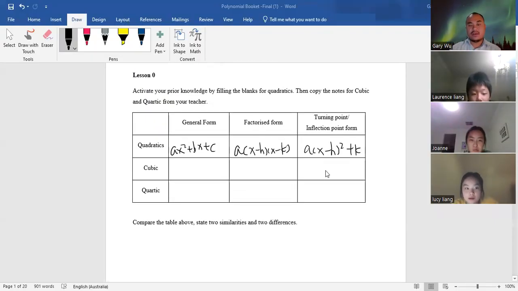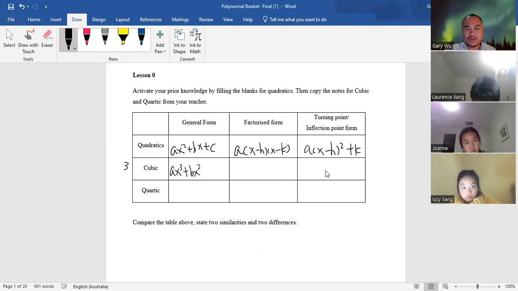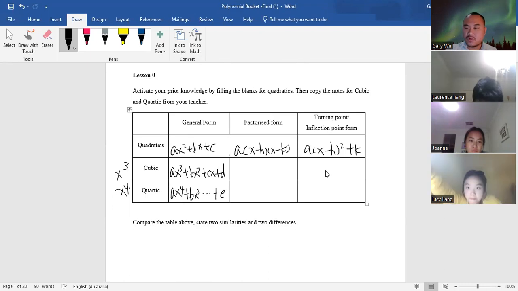All right. So that is the quadratics. Today we're going to extend the idea from quadratic to cubic and quartic. The general form for cubic, because cubic is to the power of 3, would just be ax cubed plus bx squared plus cx plus d. Does it make sense? And for quartic, it is to the power of 4, so it would be ax to the 4 plus bx cubed all the way to plus e. Does it make sense? So basically we just extend the idea from quadratic so that we can find the general form for cubic and quartic.